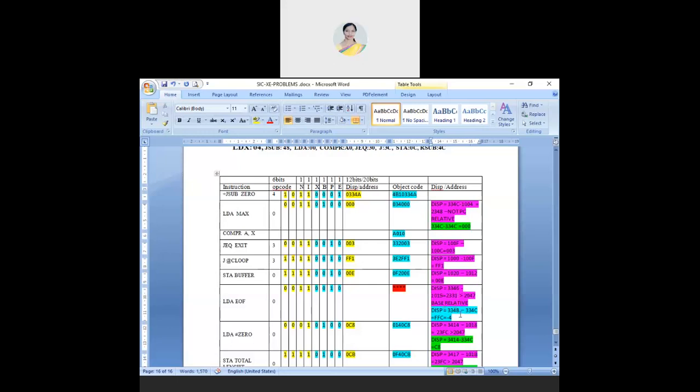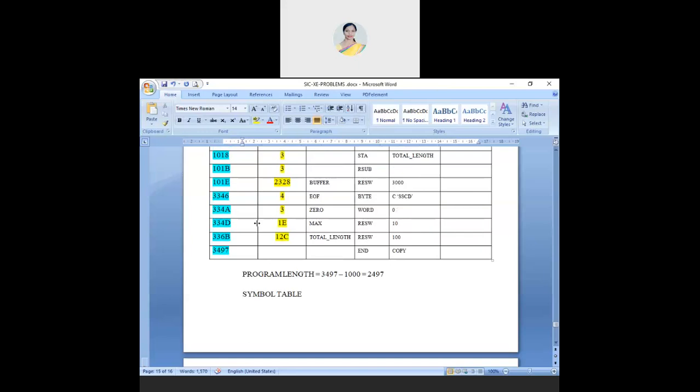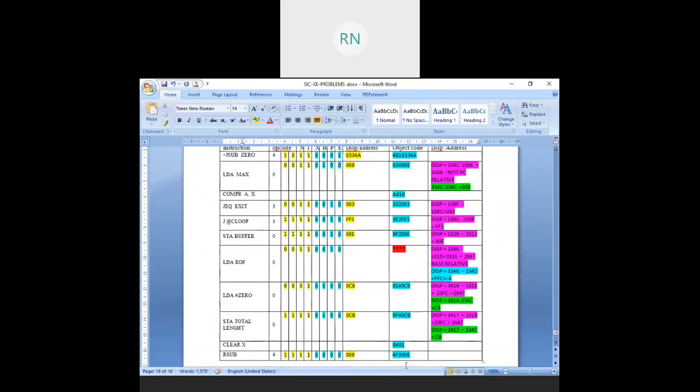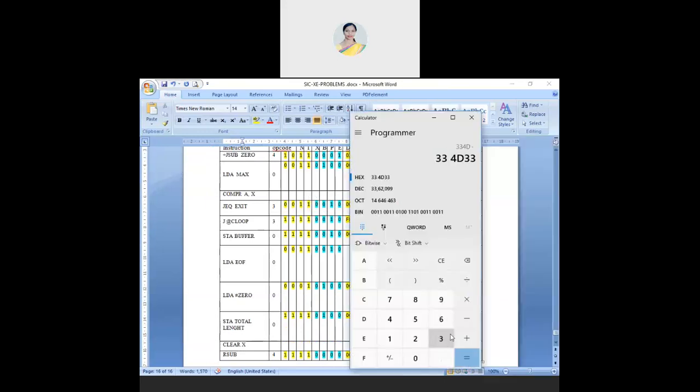Then go for the base relative. So this will be 3346 minus, what is this value? 334D. Is it D? Yes, ma'am. Okay, so 3346 minus 334D. Calculator is visible? Yes, ma'am. 3346 minus 334D.